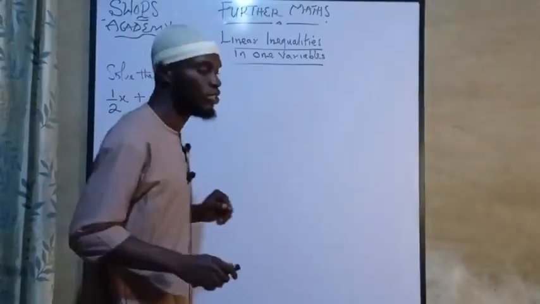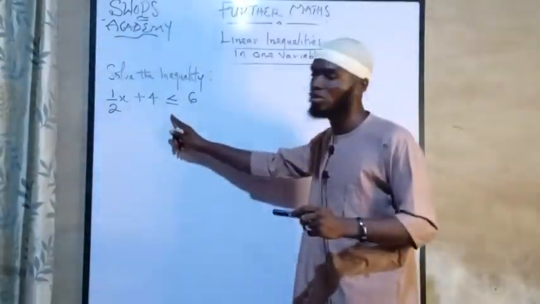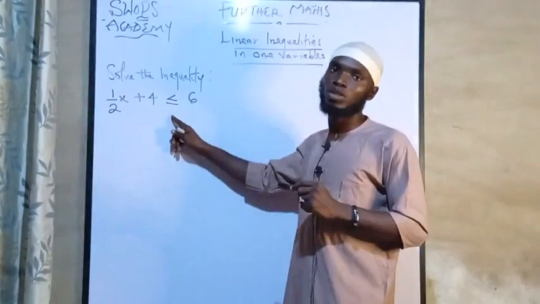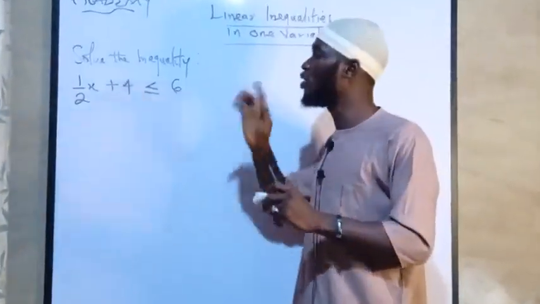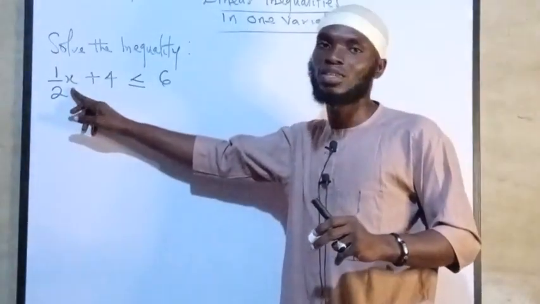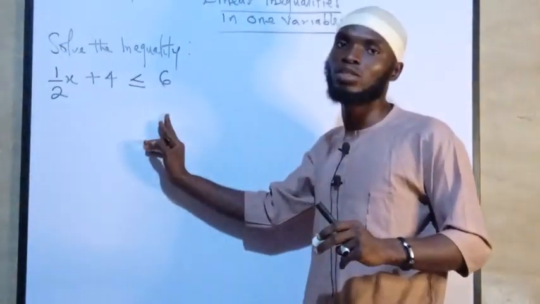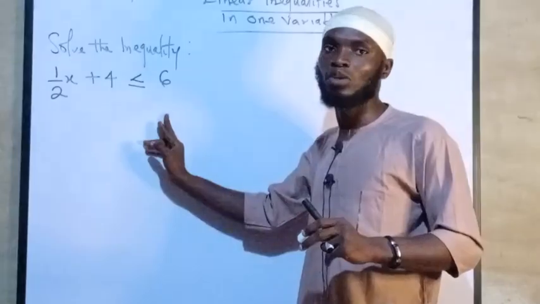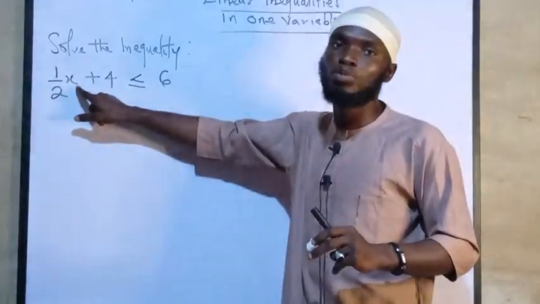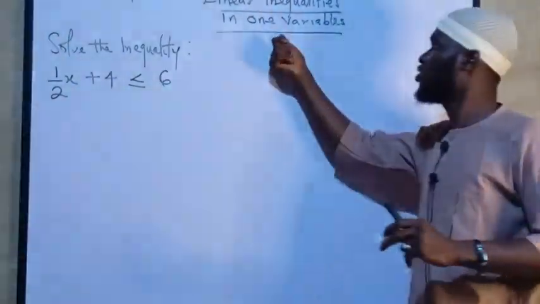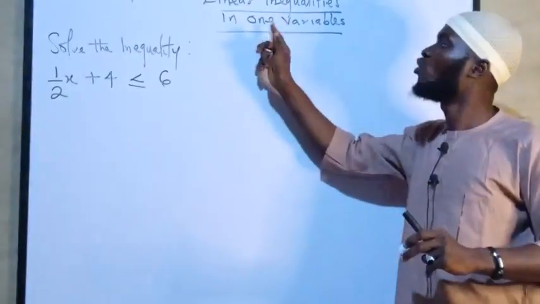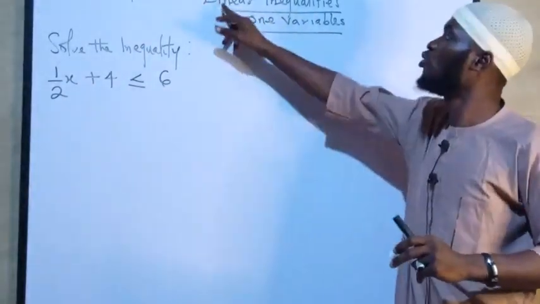Now let's check this particular question. What are the variables that we can see here? The only variable that we can see here is x. This one is a number. This other one is a number. This one also is a number. So we have only how many variables here? One variable. That is why it is termed one variable. Now let's go to linear.